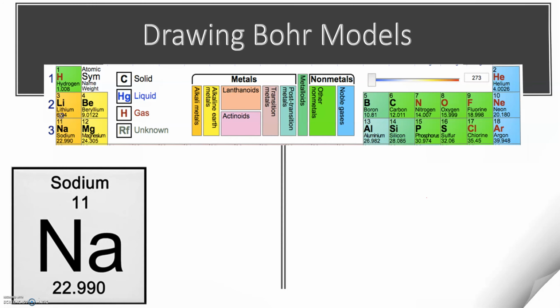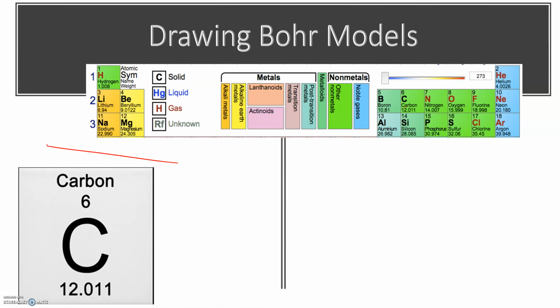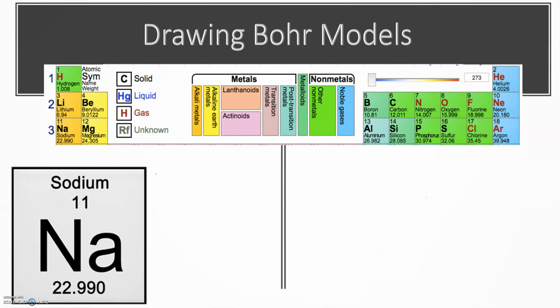Okay, so sodium's right here, in the 3rd period, right? All right, so let's figure out our components. For our protons, how do we figure that out? Right here, the atomic number, 11.